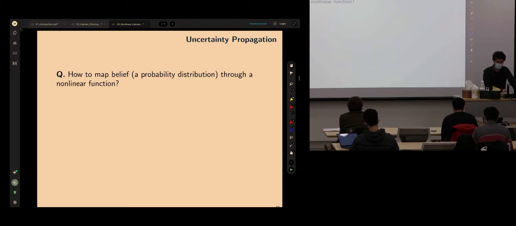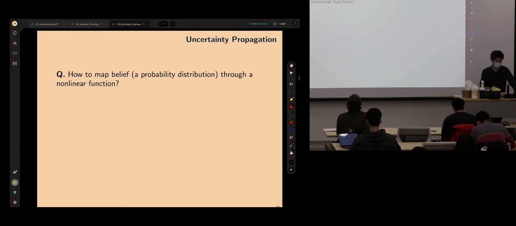Not a problem only for us. This is an important problem in physics too. Okay? Maybe in particle physics, for example, you track distributions, maybe you have nonlinear partial differential equations, and you want to propagate it over time. You're not able to do it exactly. What's the solution?